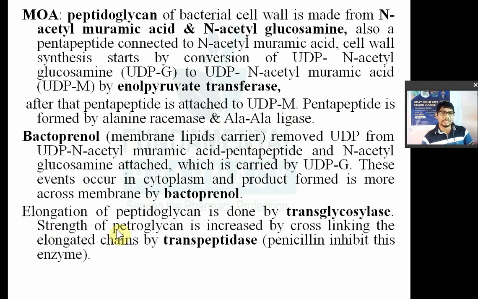Elongation of peptidoglycan is done by the transglycosylase enzyme. The strength of the peptidoglycan layer is increased by cross-linking. Now that is done by the transpeptidase enzyme. Penicillin binds with this transpeptidase enzyme and inhibits transpeptidase. So inhibition of transpeptidase is the mechanism of penicillin.